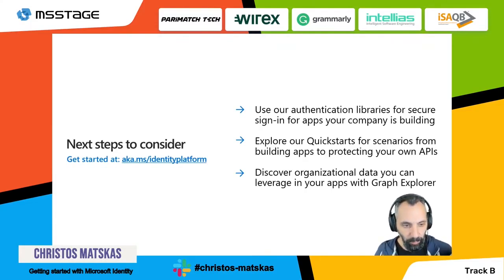If you're looking for next steps, I would urge you to use the aka.ms Identity Platform URL to go and find and read more about the Identity Platform. There you can get the information about the necessary libraries that you need to use with your application. You can find quick starts and download samples on how to build solutions around the Identity Platform, protect your APIs, or consume Azure. And finally, we give you a rich number of resources such as Graph Explorer or the toolkit that you can test and see how you can pull information to enrich your applications.